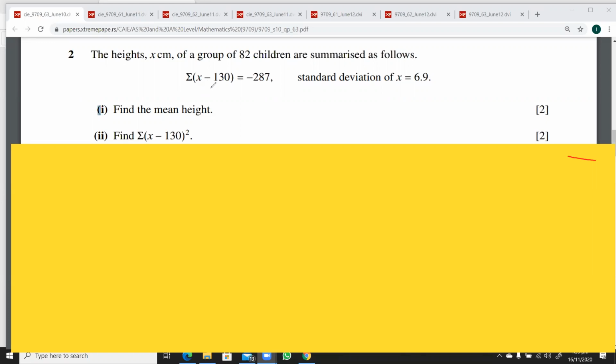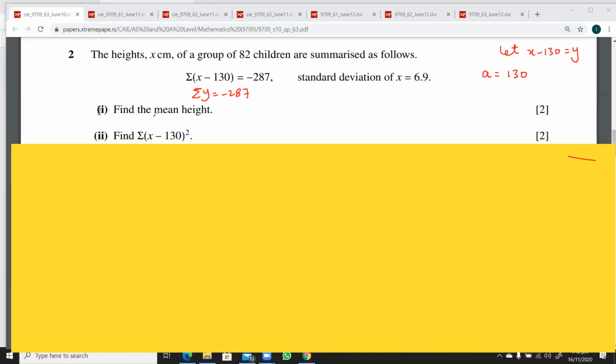When you look at something like this, you should say, okay, let this x − 130 be equal to y. You just suppose that this is equal to y, okay? This gives you two kinds of information. One thing is that your A is going to be 130. And second, you can say that this sigma (x − 130) is basically your sigma y, that is −287, okay?